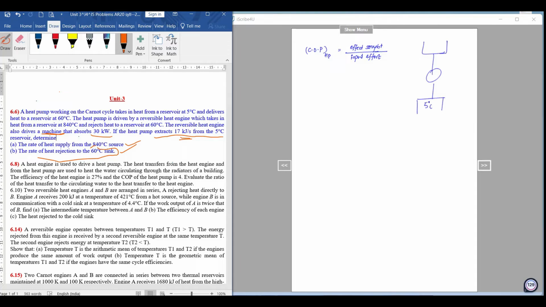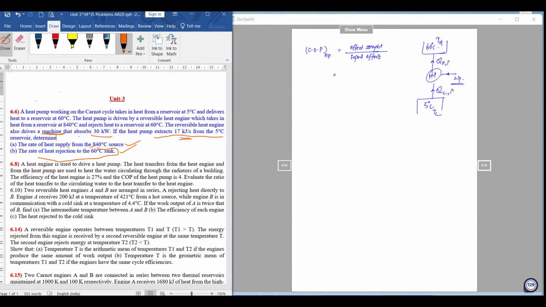This is your 5 degree centigrade. Here you are supplying heat to the 60 degree centigrade. Okay, the hot reservoir, this is my cold reservoir. So this is my QC, this is my QH of P, this is QC of P, this is a heat pump. Okay, so this is some WP. Right, input is always WP, please remember that.